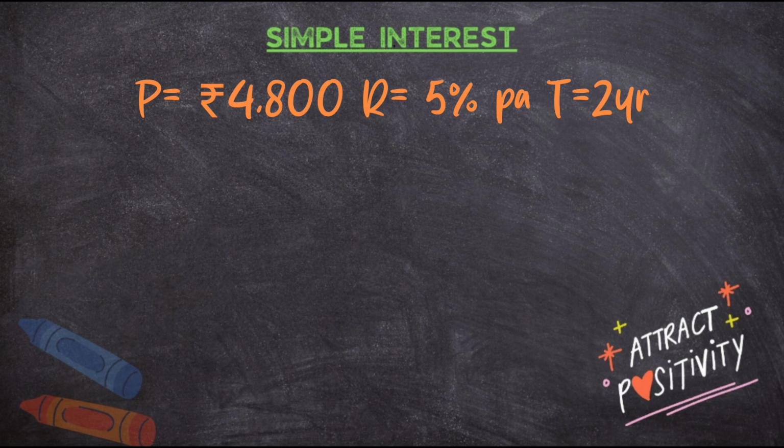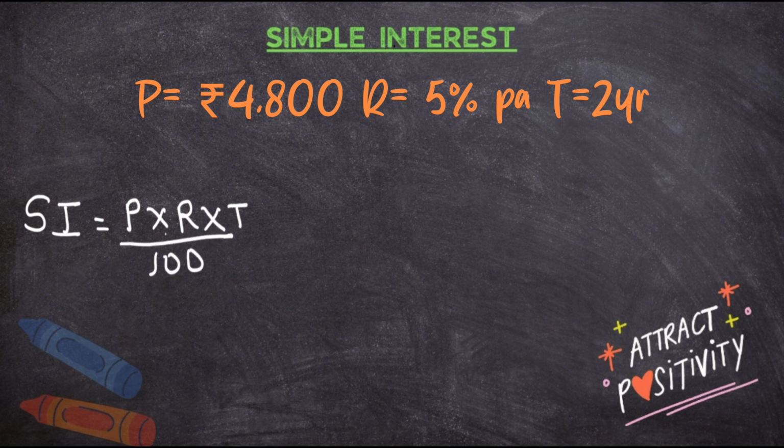Fine. So I'll just take a small question like this. What do you observe here? The principal P is rupees 4,800. Rate is 5% per annum and time given is 2 years. As I said earlier, the first step will be to find the simple interest. To find the simple interest, the formula is P into R into T upon 100. So now you just have to put the values.